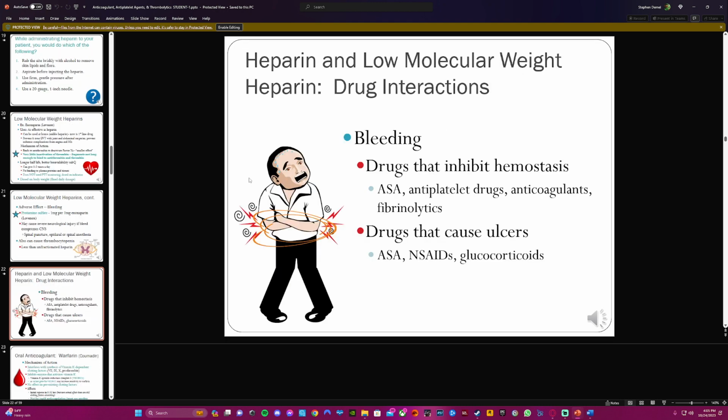Heparin and low molecular weight heparin drug interactions. So for bleeding, drugs that inhibit hemostasis, such as ASA, antiplatelet drugs, anticoagulants, or fibrinolytics, and drugs that cause ulcers, such as ASA, NSAIDs, and glucocorticoids.